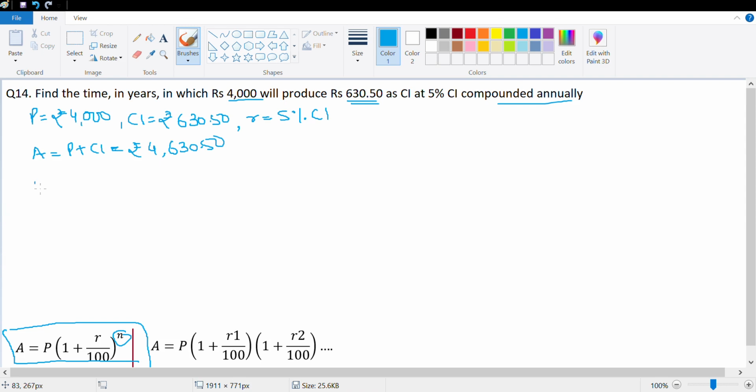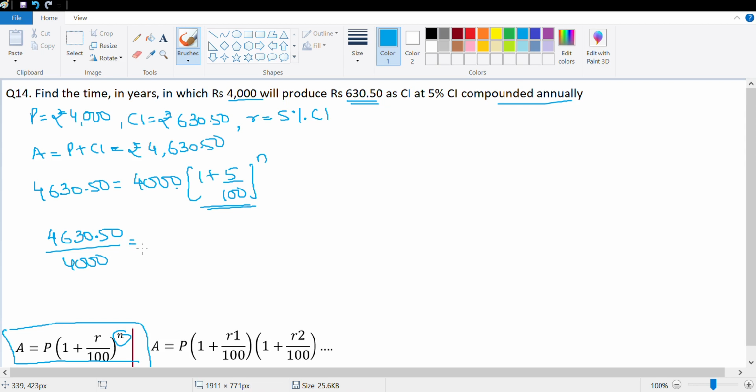So amount, which is 4630.50, is equal to principal, which is 4,000, times 1 plus R, which is 5 upon 100, raised to the power n. Again, this has the variable part. Let's take 4,000 to the other side. So 4630.50 upon 4,000 will be equal to 1 plus 5 upon 100, which is 21 upon 20, raised to the power n.